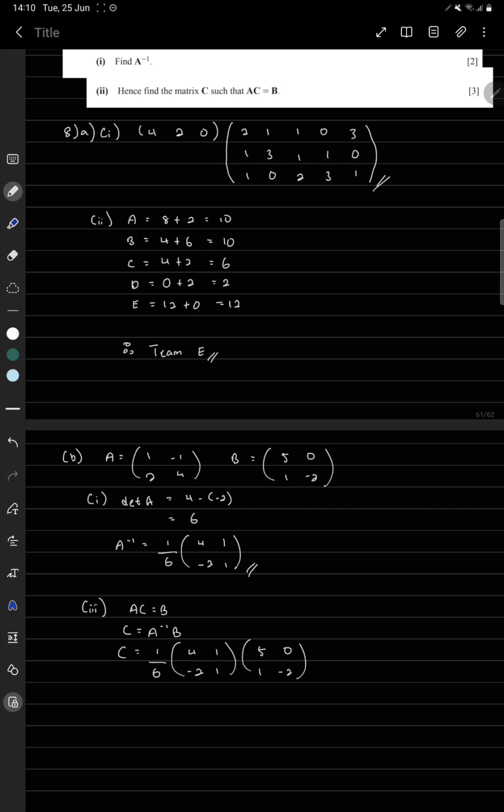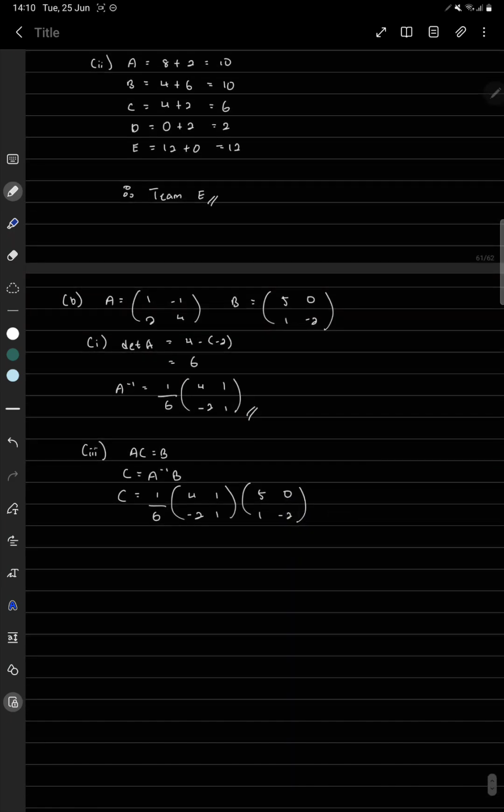Okay, so what we're going to do here is multiply the entries between these two matrices. I'm keeping the 1 over 6 outside. So we'll have 4 times 5, so that's 20 plus 1, 0 minus 2, and then negative 10 plus 1, and then 0 minus 2. So we'll have 1 over 6, 21, negative 2, negative 9, and negative 2. And that is your final answer.